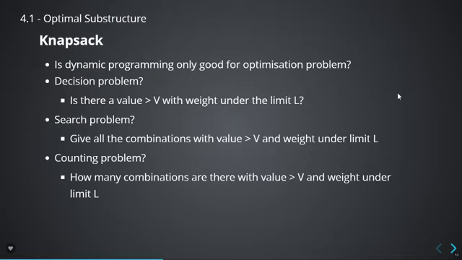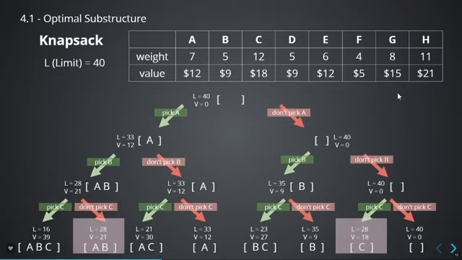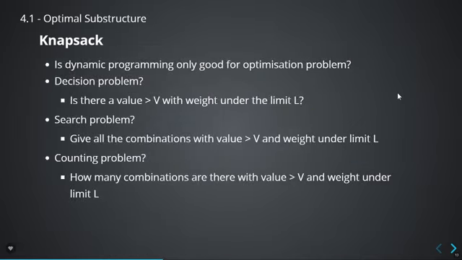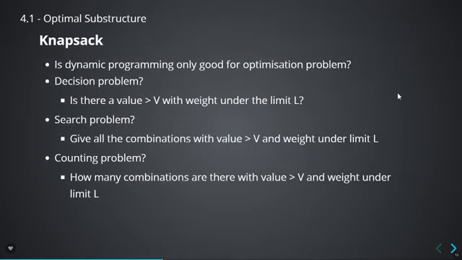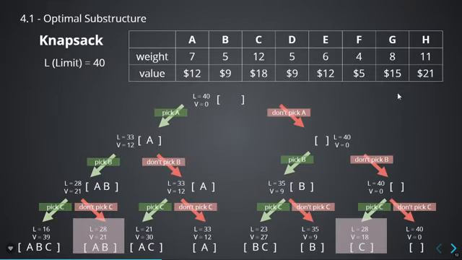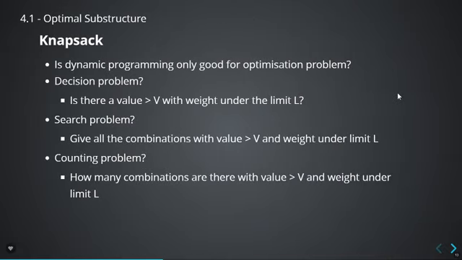Is there a value V with weight under the limit L? That is a yes or no. And think about it. Would your calculation be different to this one? Would you still be doing brute force? What about a search problem? Give me all the combinations with value greater than V and weight under limit L. Again, can you come across the same scenario here when you have overlapping subproblems? What about counting? How many combinations are there? Don't worry about searching them, don't worry about giving the actual combination, just count how many there are. And in all of these problems, you will come across the same overlapping subproblems as the optimization version. So yes, you can use dynamic programming for all of these.